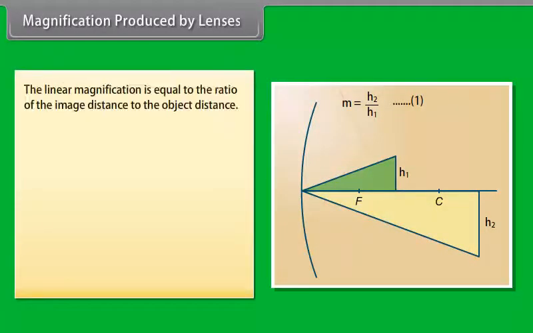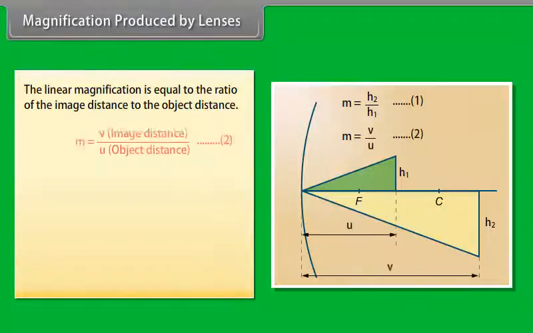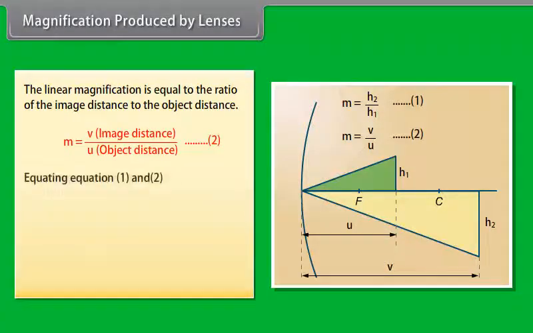The linear magnification is equal to the ratio of the image distance to the object distance. M is equal to V image distance upon U object distance, which is equation 2. Equating equation 1 and 2, h2 upon h1 is equal to V upon U.